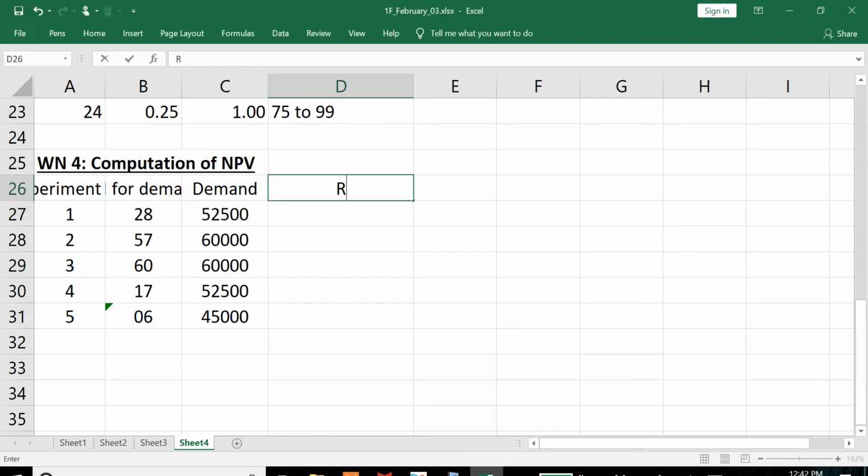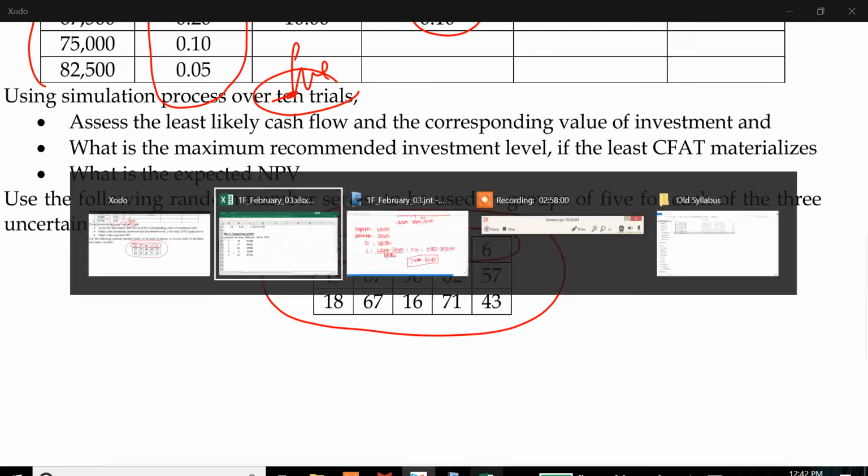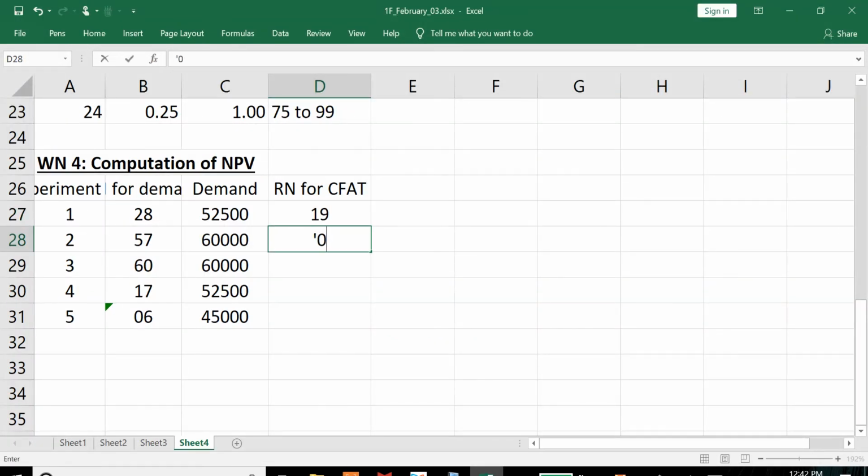Then random number for CF80: 19, 07, 90, 02, 57. Now if you change the order and do CF80 first, then demand, the answer will undergo a change, because all this is random. There's no set logic that the answer has to remain the same. Listen, to have better accuracy, the number of experiments should be very high, something like 1000, 5,000, 10,000, so that there is no huge variation.